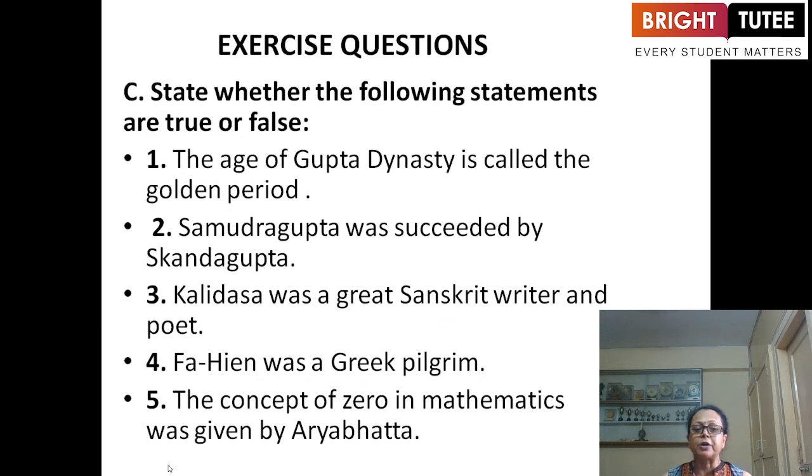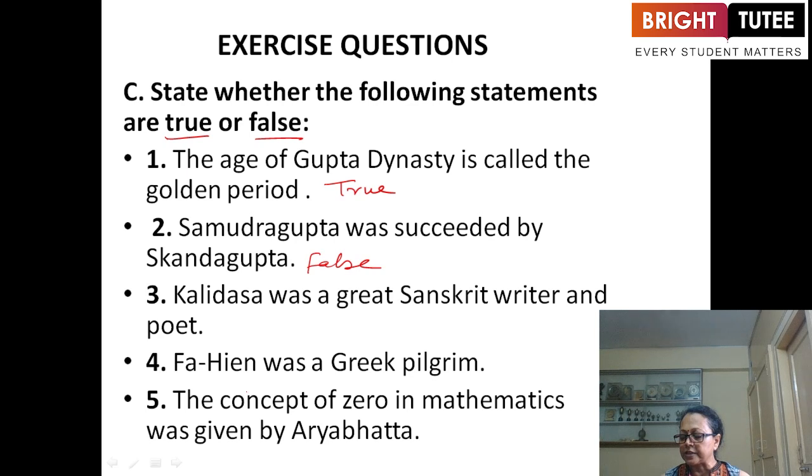Then the next set of questions is about state whether it is true or false. The age of the Gupta dynasty is called the golden period. Yes, it is true. Samudragupta was succeeded by Skandagupta. It is false.